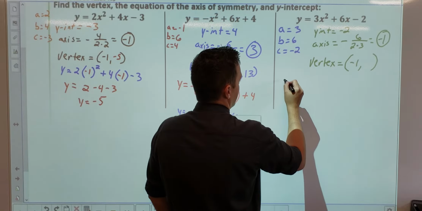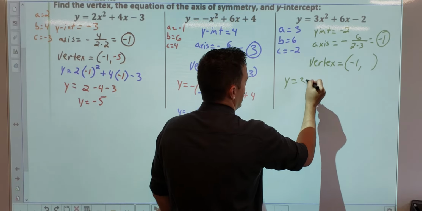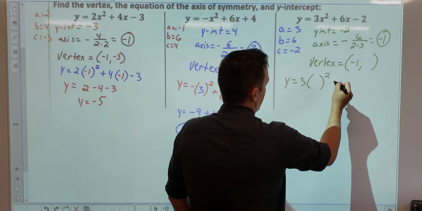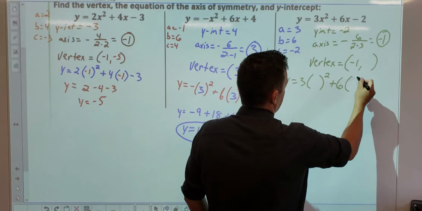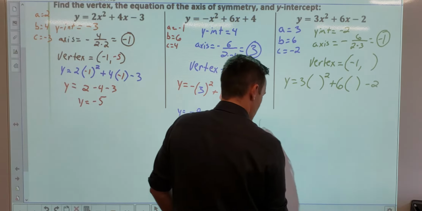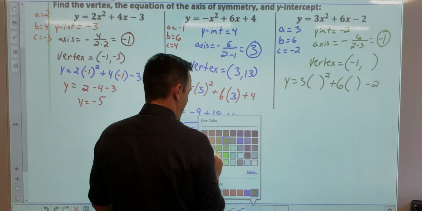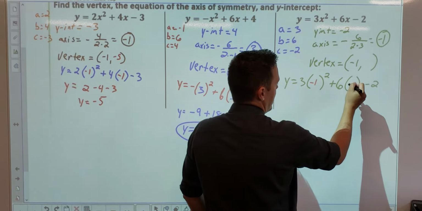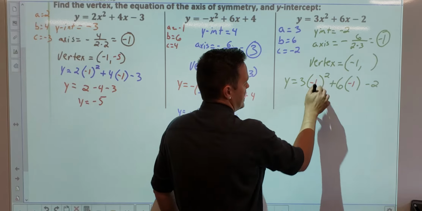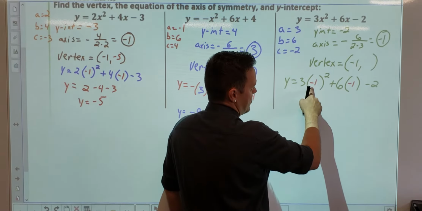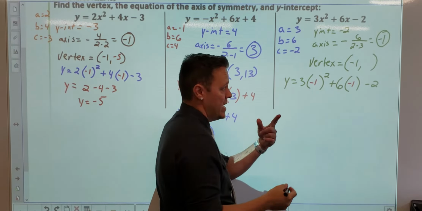So we're going to go down here again. So it's going to be y equals 3, put a little bracket, squared, plus 6 with a bracket, -2. And then what's going in the bracket is the x value that we're looking for, which is -1 and -1. Now you put this together. So that's going to be a positive one, right? Because -1 times -1 is a positive one.